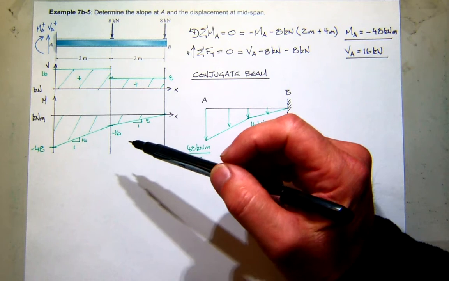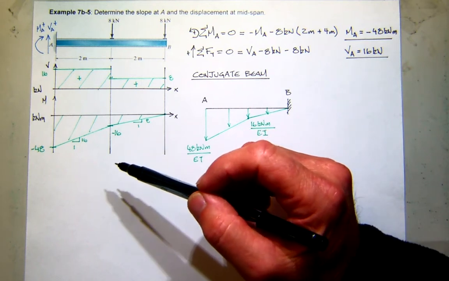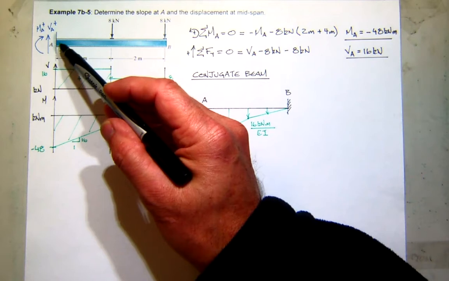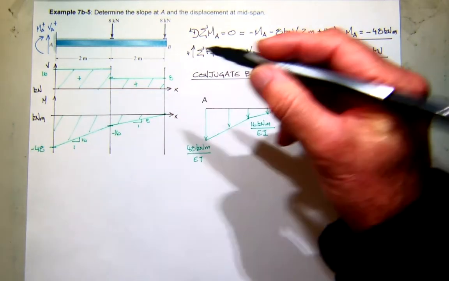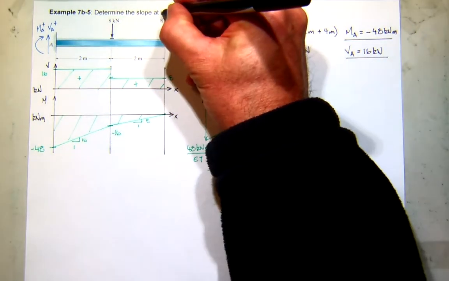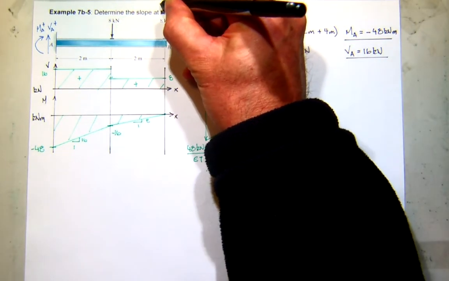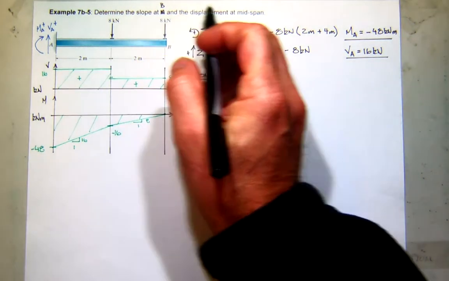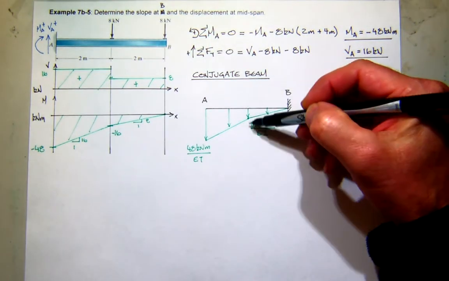Yeah, because if I asked you the slope at A, you wouldn't have to do anything. Just write down 0. Why? Because it's a fixed connection. Yeah, I think that's a mistake. I'll fix that. Let's say it's the slope at B. I like that better. Well, it's more work, but it's better for us. And then we want to know the displacement at the midspan, which would be right about here.